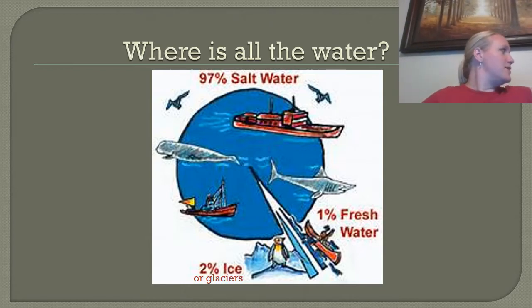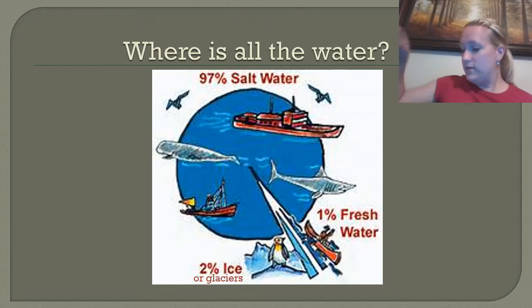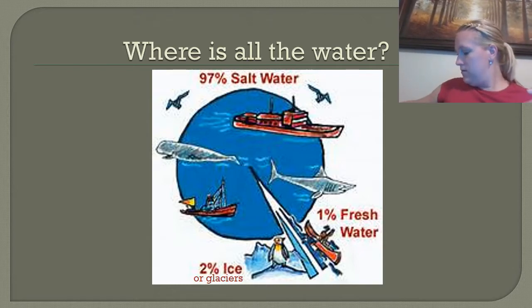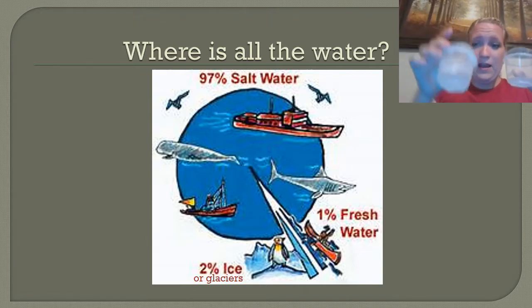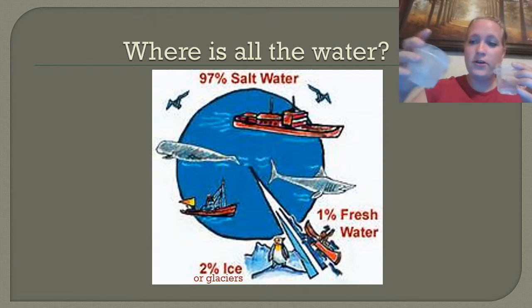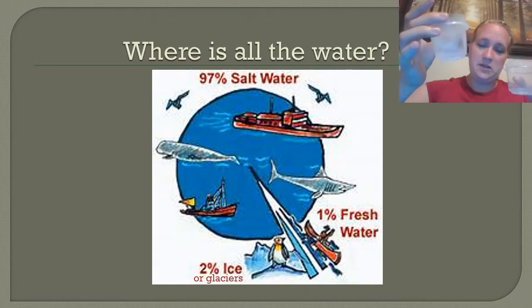Now let's talk about my remaining 3% right here. Of this 3%, we can't even use all of that because 2% of this is solid ice. Let me show you what that looks like. I have taken my 3% and poured out 2% of it and put it in the freezer. I know it's really hard for you to tell, but this is frozen solid. Well, the top is. I didn't let it freeze long enough.